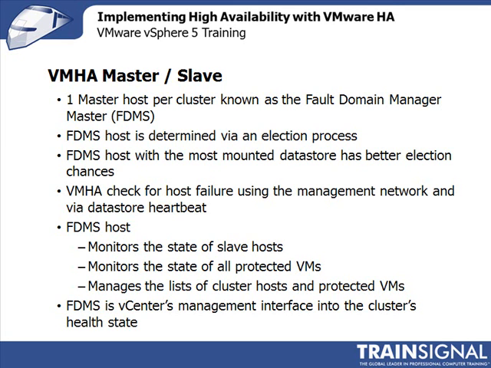vSphere 5 got a little smarter. It's not only checking the management network, so if the management network isn't responding, that default gateway isn't responding for whatever reason, it's also going to check the data stores. It's going to check via the data store heartbeat to make sure, did this host really fail or not? So sometimes the management network might be down, but the host might still be up and the VMs might be serviced. We don't want to declare that the host is down. So with vSphere 5, HA became a lot smarter.